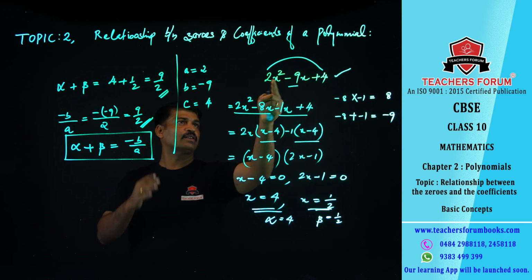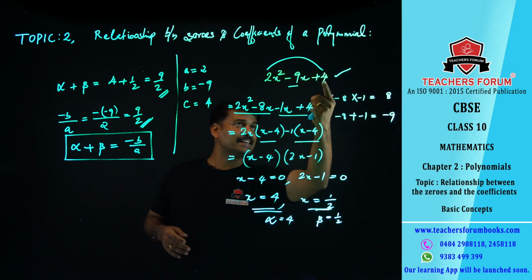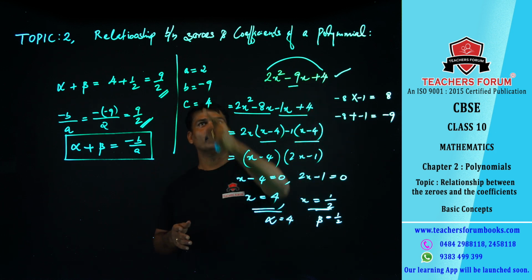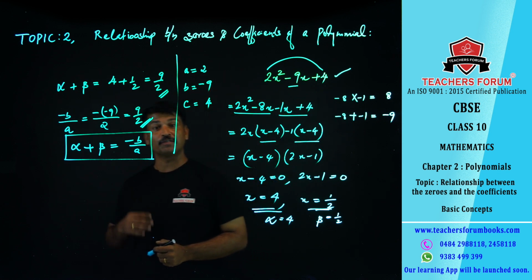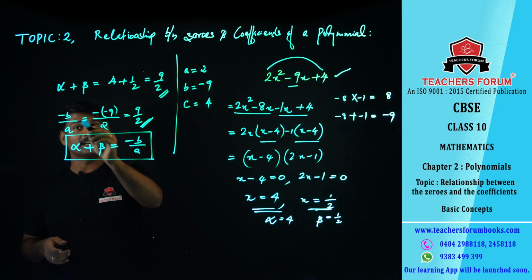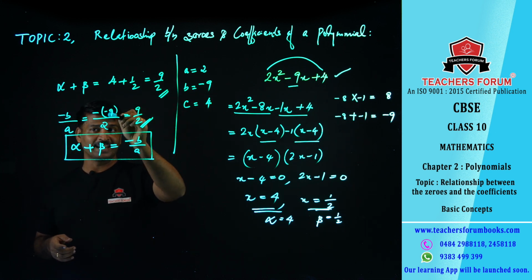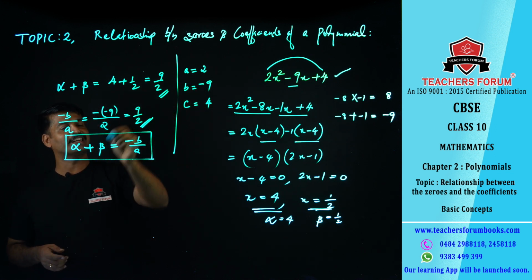See, a is the coefficient of x square, b is the coefficient of x, and c is the constant term. So here a is 2, b is minus 9, and c is 4, isn't it? Now let us find the ratio minus b by a. That is minus, what is b? Minus 9 by a. A is 2. Substitute for that. Then you will be getting 9 by 2.